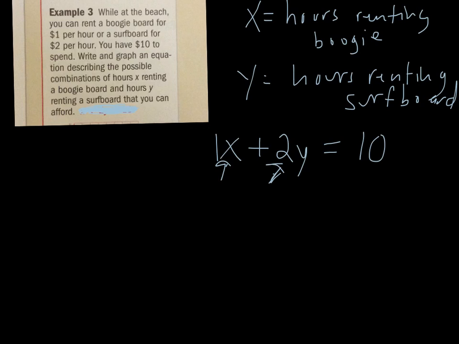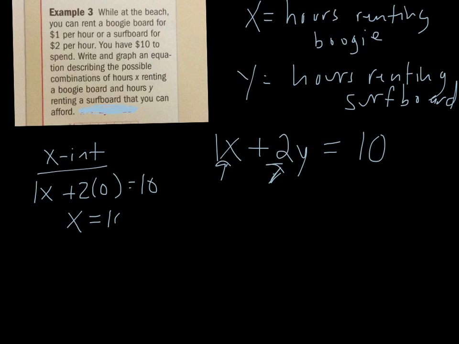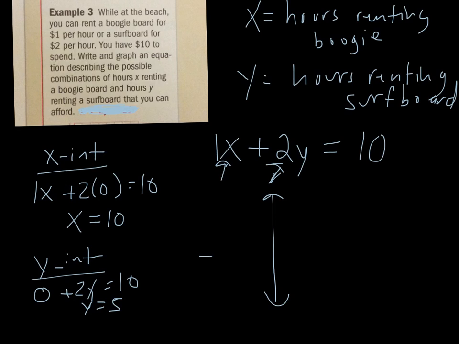So one way we could graph this equation is using our intercepts. To find the x-intercept, I have 1x, or just x, plus, we're going to make y 0. 1x plus 2 times 0 equals 10. So this simplifies as just x equals 10 for our x-intercept. For the y-intercept, we're going to plug in 0 for x, so I could say 0 plus 2y equals 10. Therefore, y equals 5.